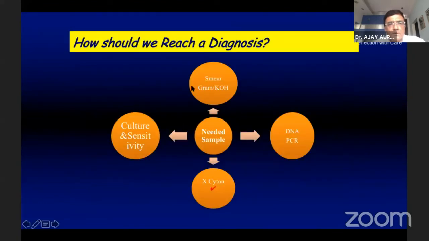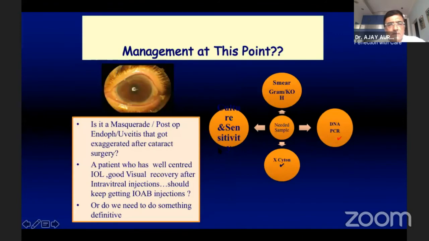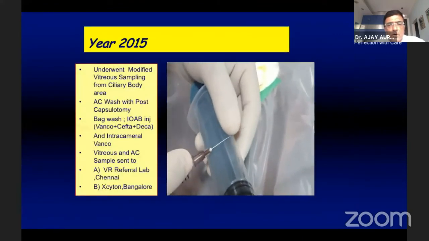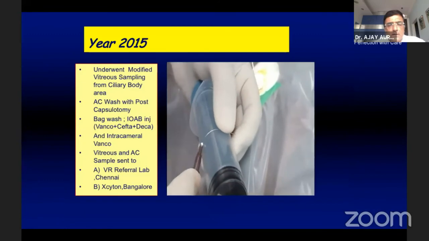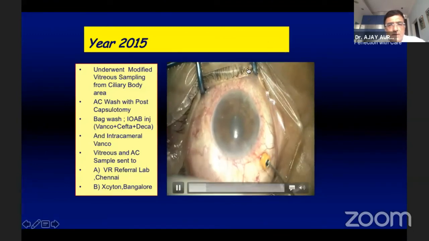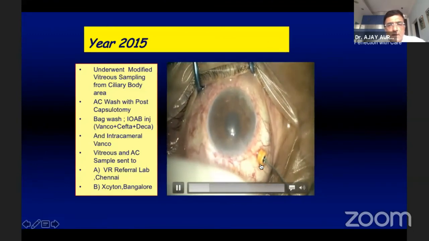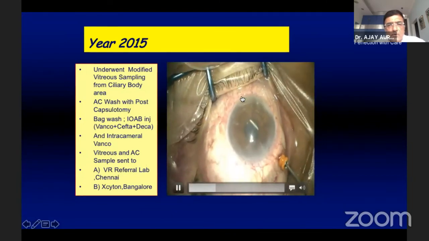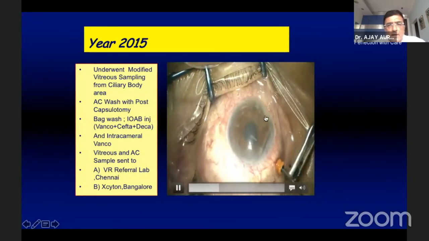So these were the options. But the patient was already vitrectomized. We needed a sample. So we started thinking, let's think out of the box. We have to get this done. So what I did was take a long needle, a 26 gauge needle, bent it around a 50 cc syringe, created an opening, created a cannula out of this needle, and went to the zonular area.